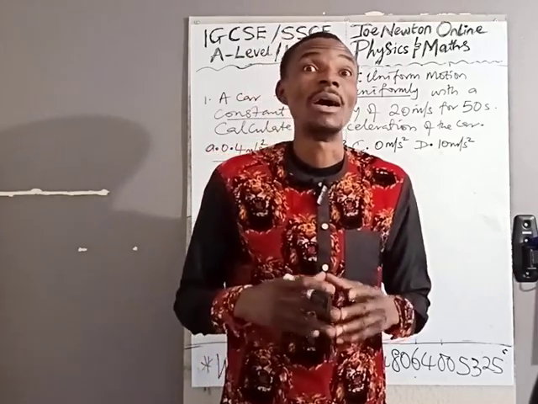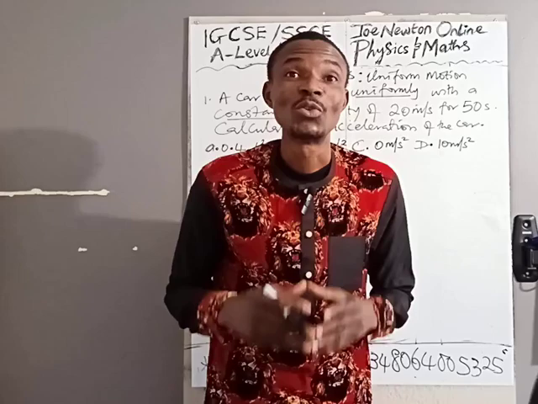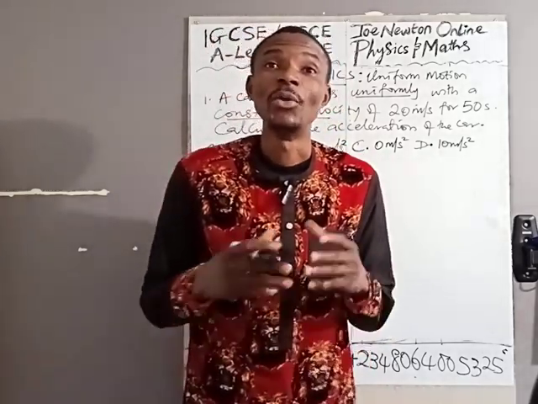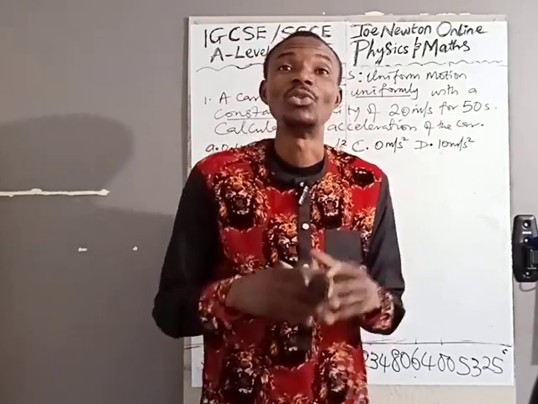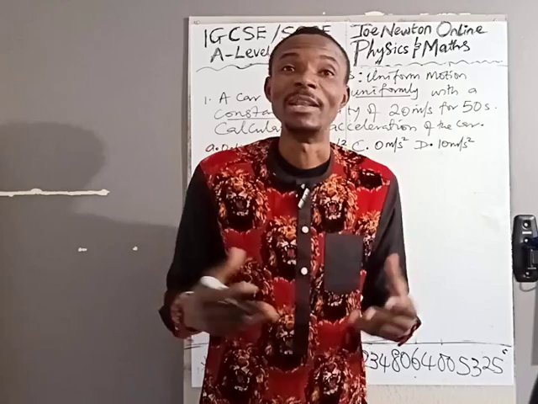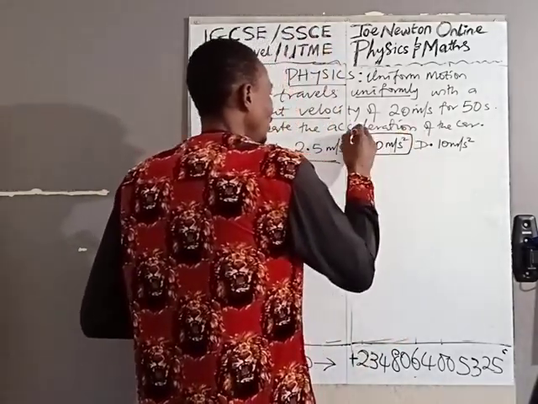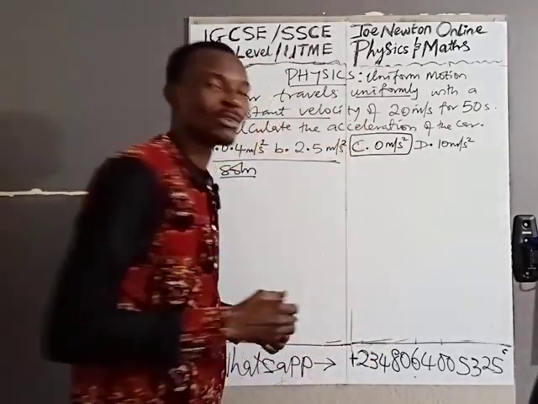So no acceleration. The answer to this question is what? 0 meter per second square. You don't need to calculate anything. You don't need to divide anything or multiply anything. Good. So the answer is this. Simple. So this is the answer. 0 meter per second square.